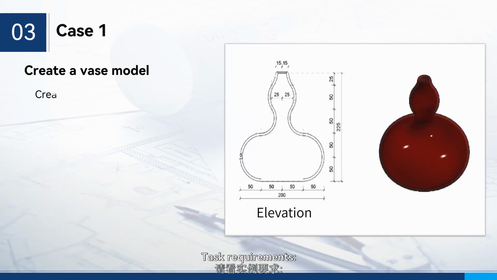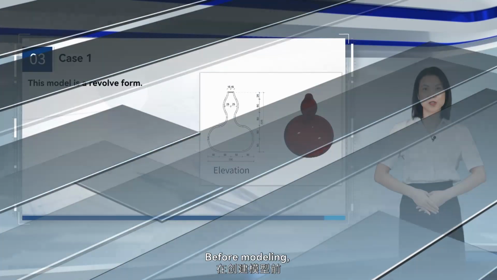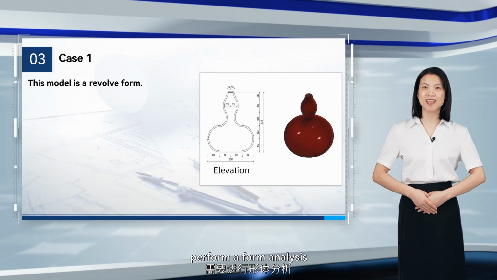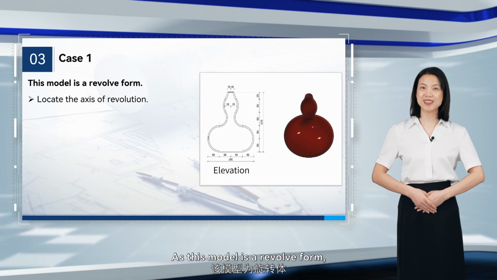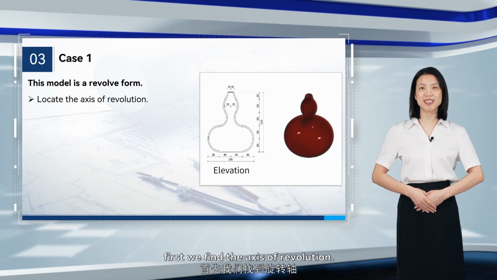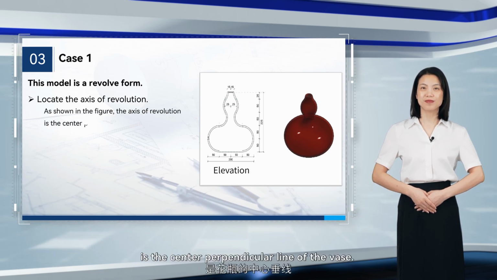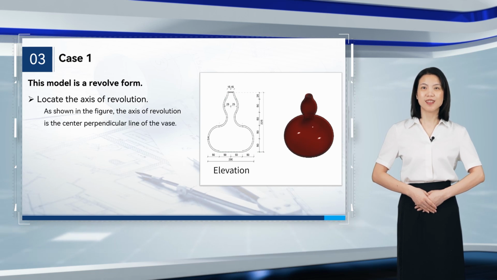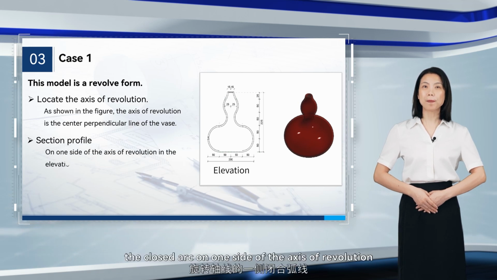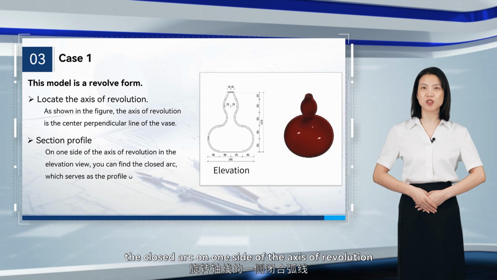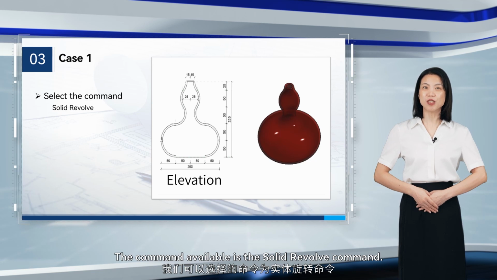Task requirements. Create a form of the vase according to the given dimensions. Before modeling, perform a form analysis and select appropriate commands for different forms. As this model is a revolve form, first we find the axis of revolution. As shown in the figure, the axis of revolution is the center perpendicular line of the vase. Then we find its section profile. In the elevation view, the closed arc on one side of the axis of revolution is the profile of the vase. The command available is the solid revolve command.